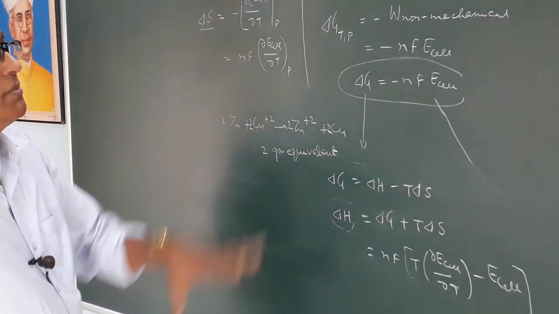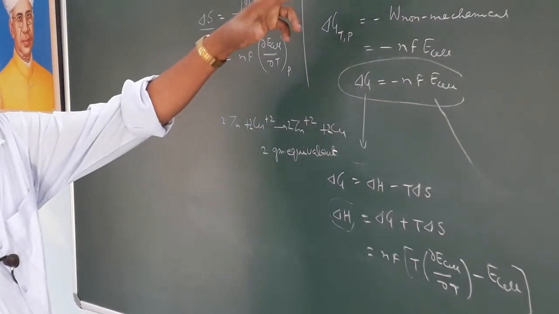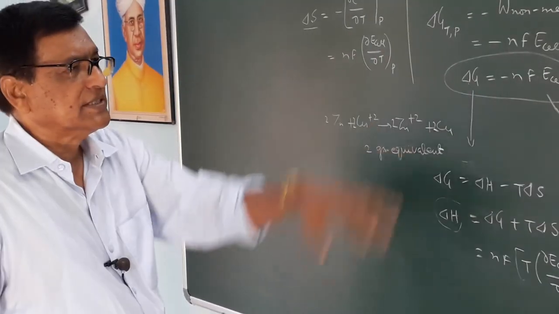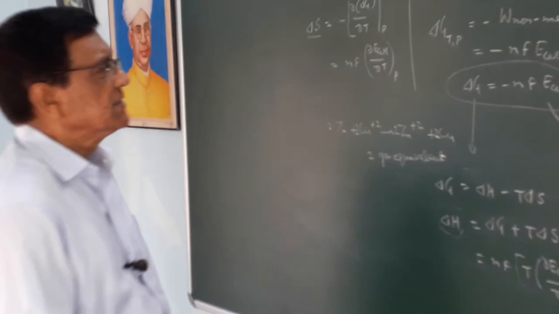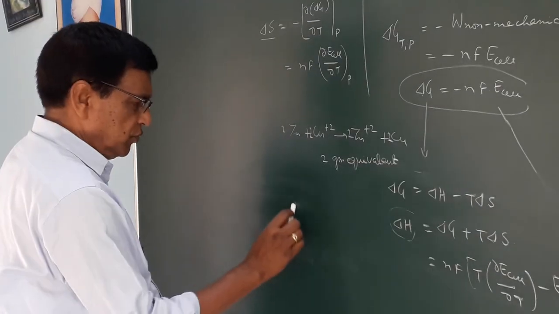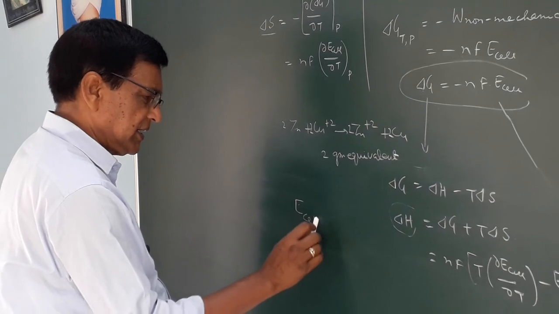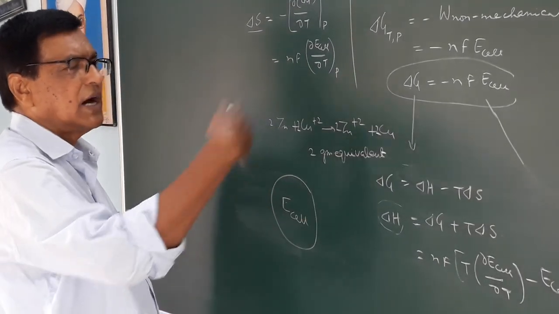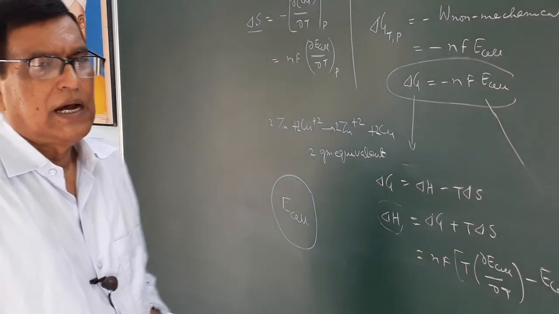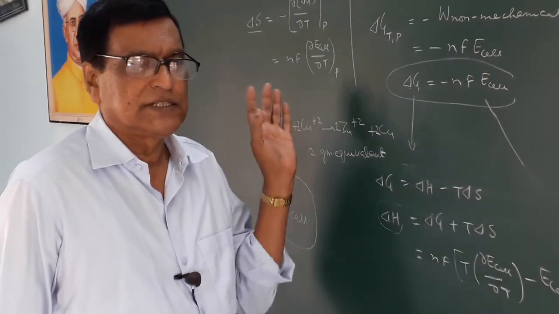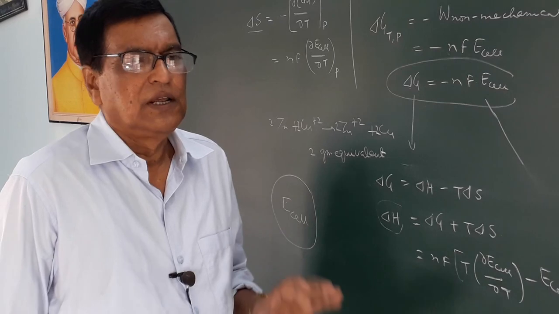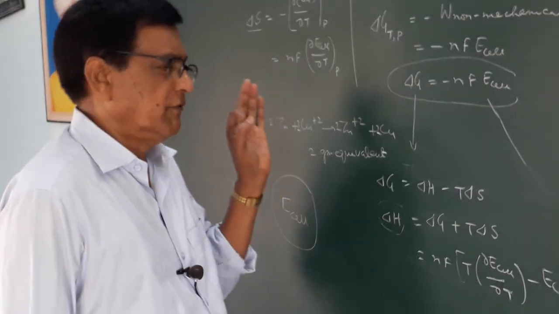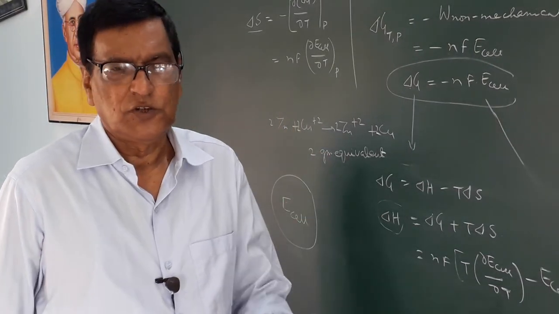So this is all about the relations between the thermodynamic properties of the cell reactions and the EMF of the cells. Throughout the chapter, we shall determine this E cell, and then connect it with other thermodynamic and physical properties of electrolytic solutions, so that we can get the values of these physical properties also.